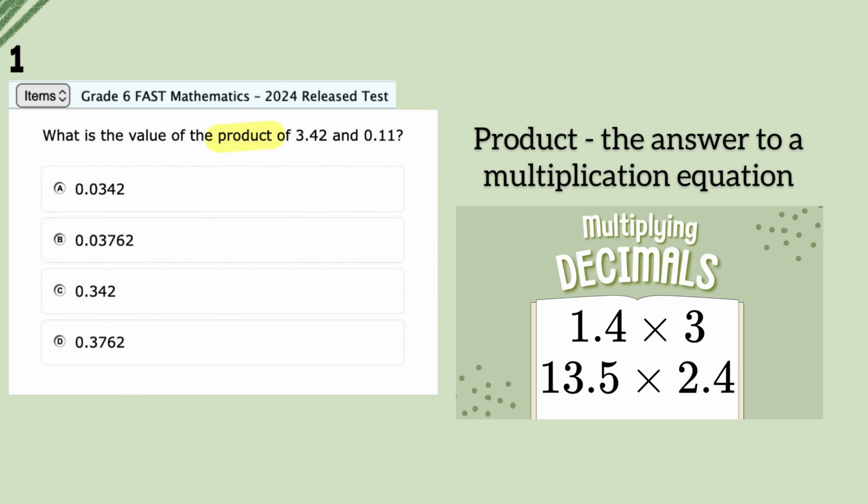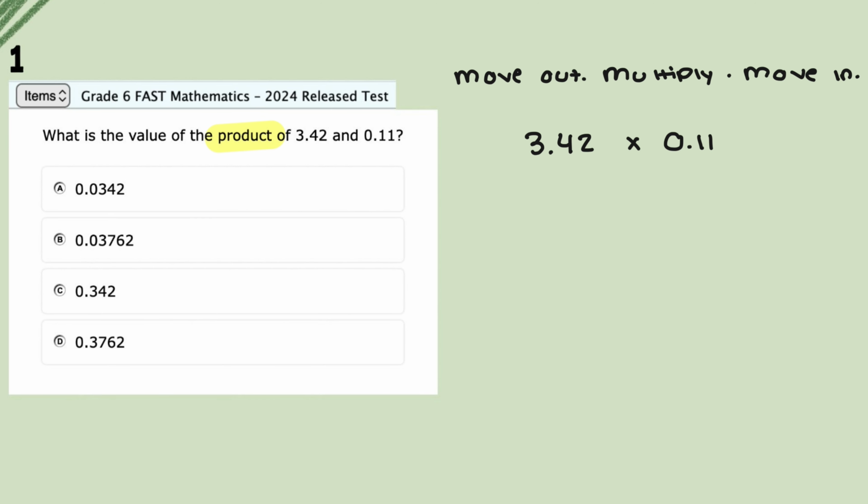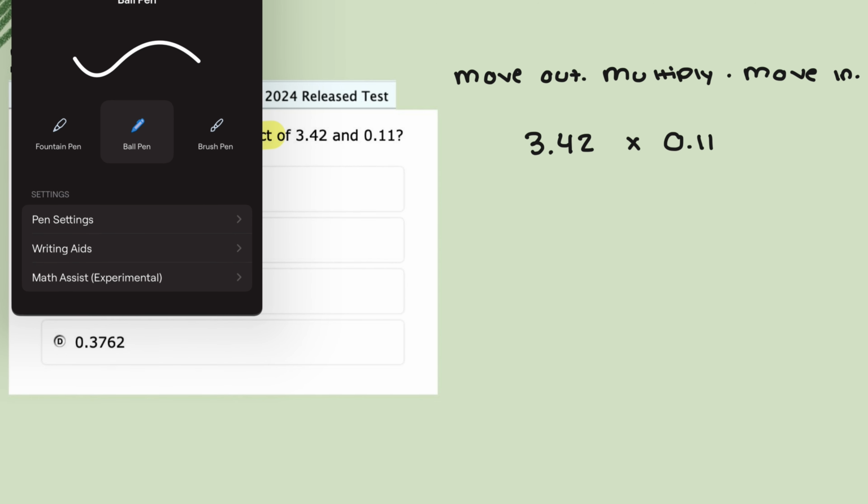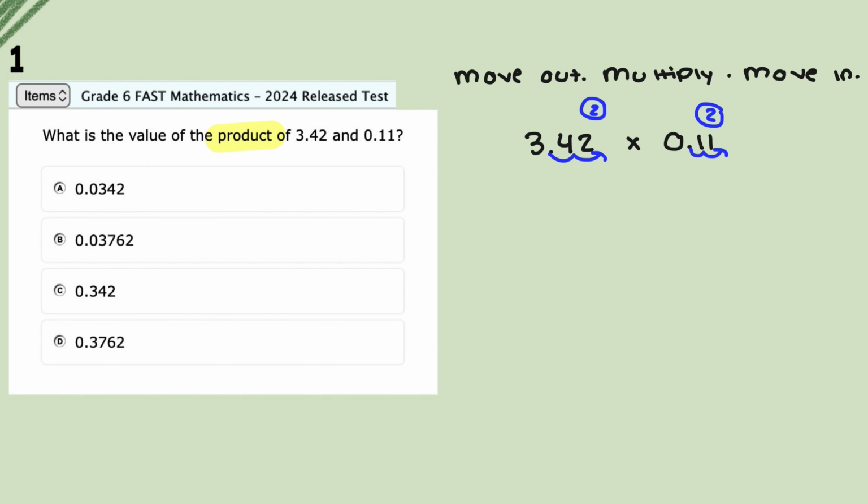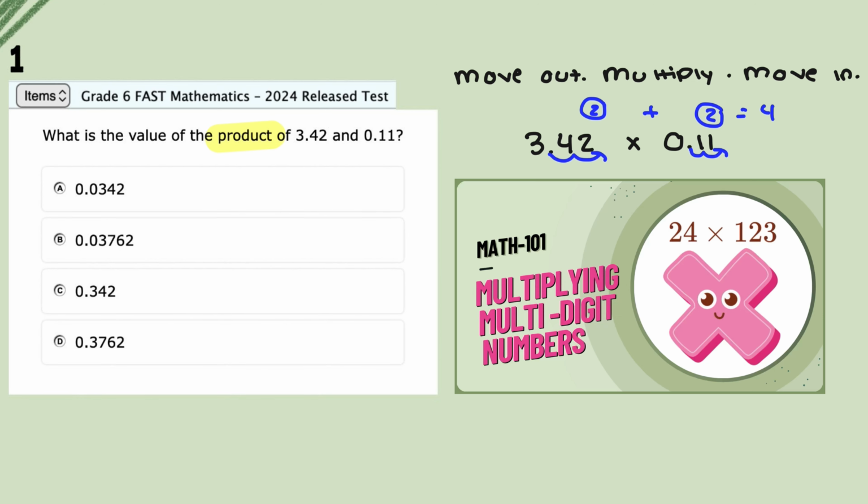If you don't know how to multiply decimals and you don't know about the 3M's method, go ahead and watch a video that I've already created for you. Come back to this video when you're done. So using the method that's in that video, we know that 3M's mean move out, multiply, move in. We are going to be moving the decimal out of both of our numbers, so let's go ahead and do that. 2 plus 2 equals 4. We're going to come back to that 4. Let's go ahead and multiply. I'm going to multiply in silence, and I encourage you to pause and try, or watch and learn.